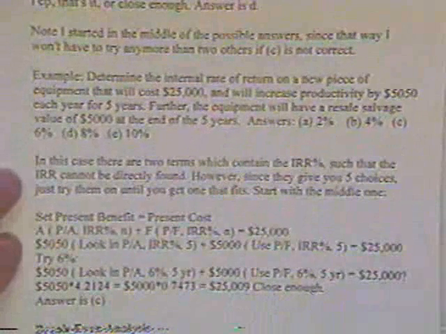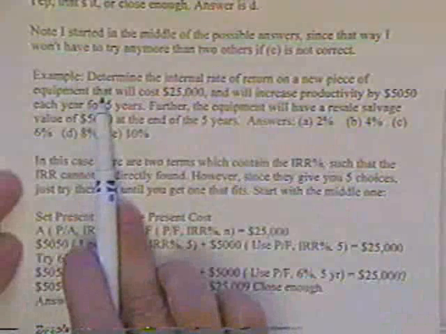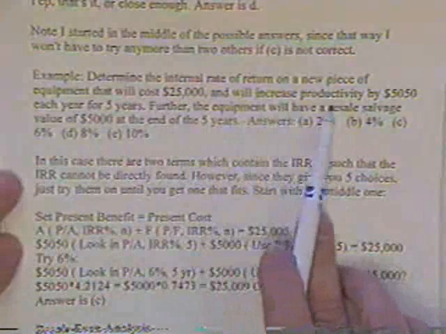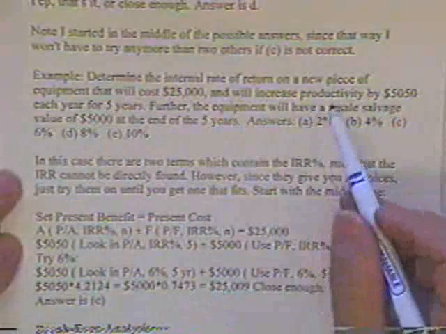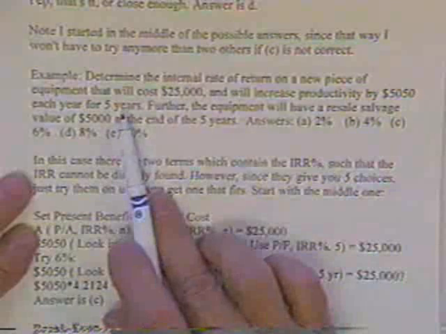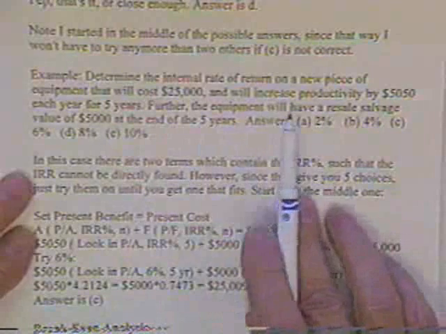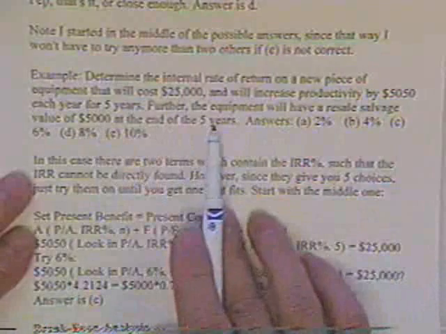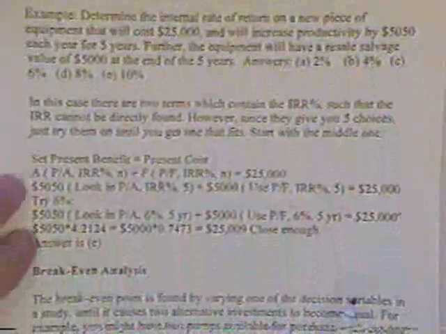Here's another example. Determine the internal rate of return on a new piece of equipment. The piece of equipment costs $25,000. It increases my productivity by $5,050 each year for 5 years. And I believe at the end of 5 years it'll probably be pretty much junk, but I'll be able to sell it for $5,000 at the end of the 5 years. And the answer is either 2, 4, 6, 8 or 10%.